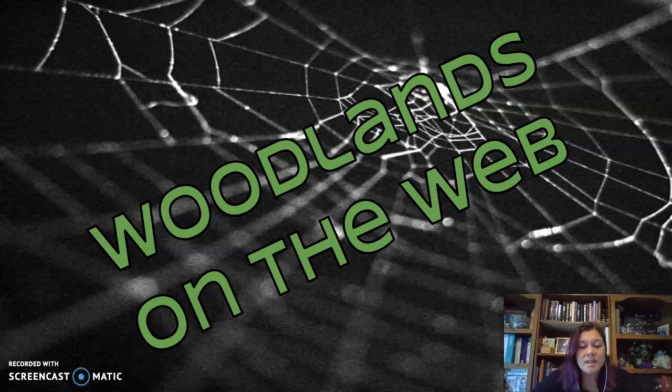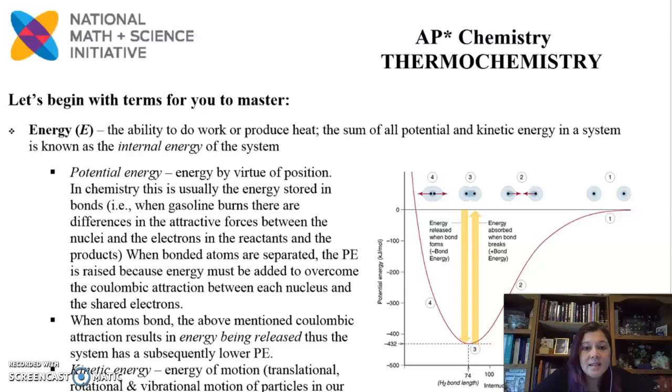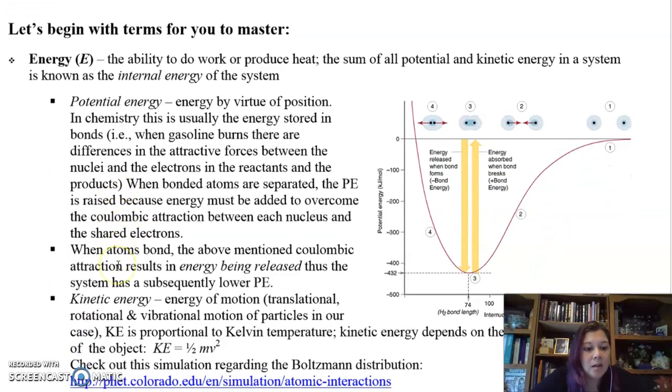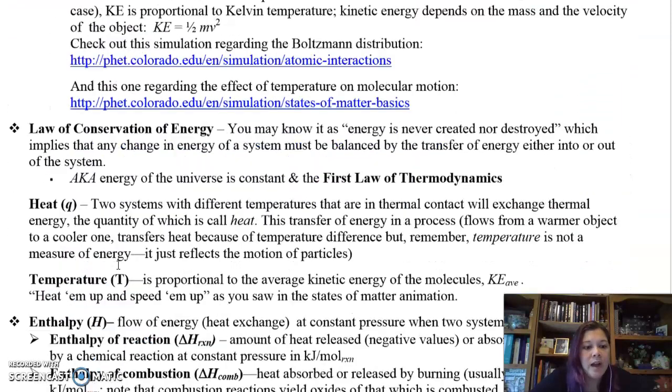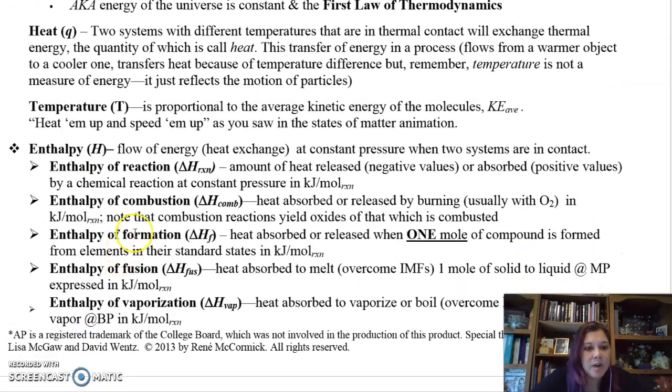In this episode of Woodlands on the Web, we're going to be looking at AP Chemistry Unit 6, Thermochemistry Notes. You can access this note packet in our OneNote notebook, and it starts out with quite a bit of vocabulary, all of which is important. However, I think the most important thing I want to point out is this section on enthalpy.